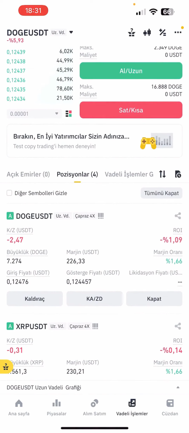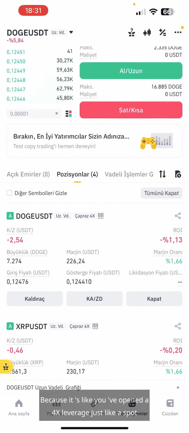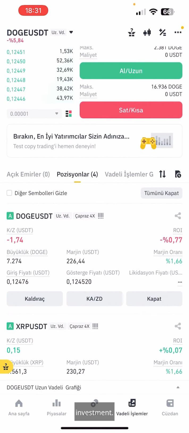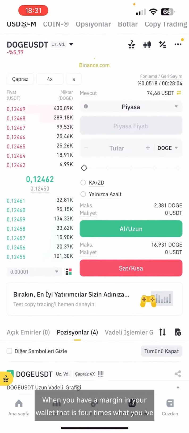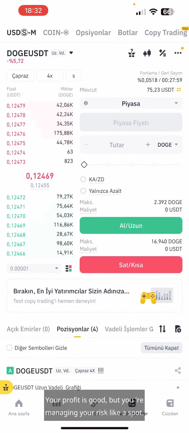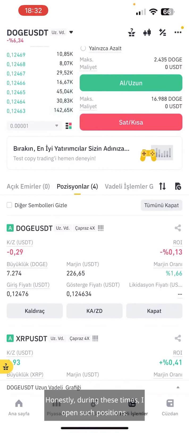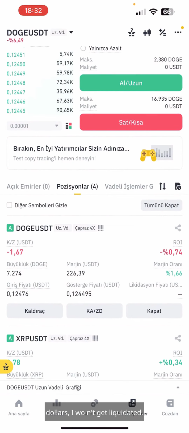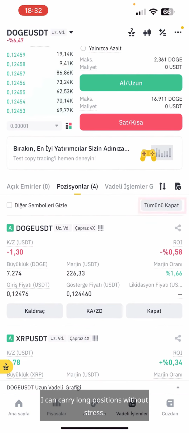Friends, it's quite easy because it's like you've opened a 4x leverage just like a spot investment. When you have a margin in your wallet that is 4 times what you've opened, you're opening a leveraged position. Your profit is good, but you're managing your risk like a spot. Honestly, during these times, I open such positions. So if I have $10,000 and I open a 4x leverage with $2,000, I won't get liquidated. It's quite easy. This also gives me some assurance. I can carry long positions without stress.